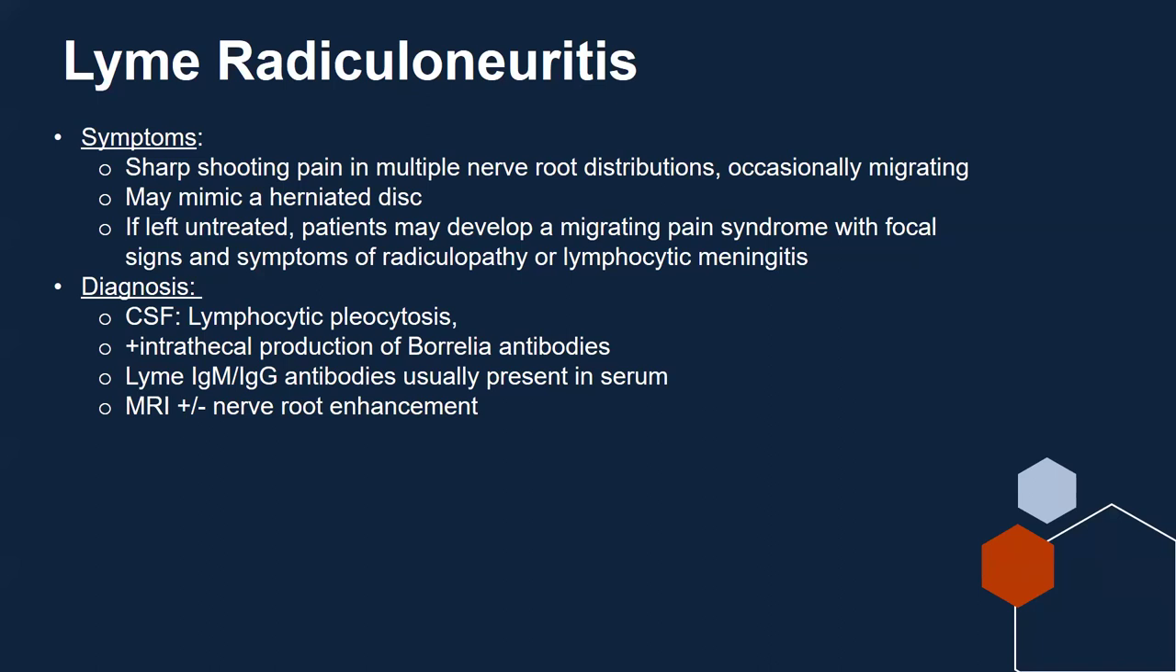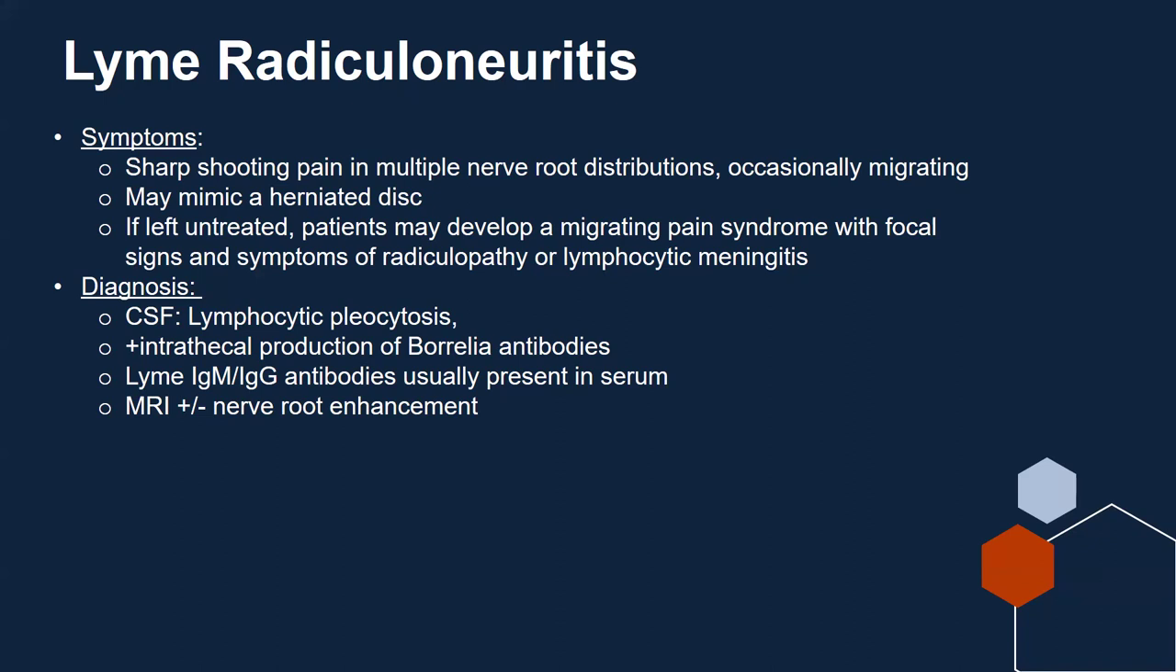The Lyme radiculoneuritis specifically is present in about 3% of CDC verified cases of Lyme disease. And it's probably more prevalent than that because there are likely several patients that don't have diagnosed Lyme disease. It typically presents fairly early in the disease course, within weeks to months of the initial infection. And patients will have a sharp shooting pain that occurs in multiple nerve root distributions, and it can show kind of a migrating pattern. There's also associated sensory deficits, motor weakness, and they may have some reflex changes. And clinically, their exam may actually mimic a herniated disc.